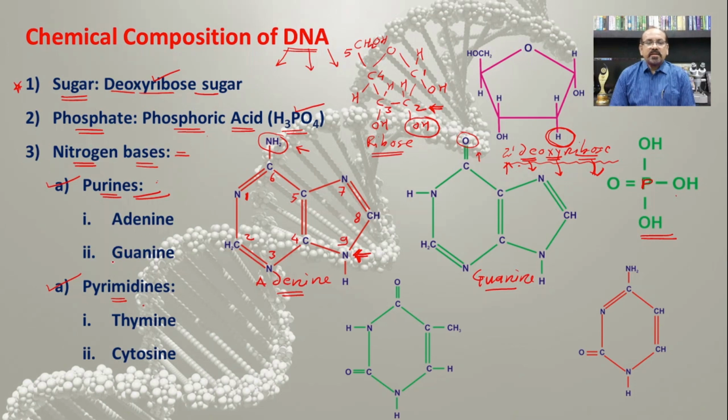In a similar manner, there are the pyrimidines which are again of two types, thymine and cytosine. So this first structure is of thymine and this is cytosine.